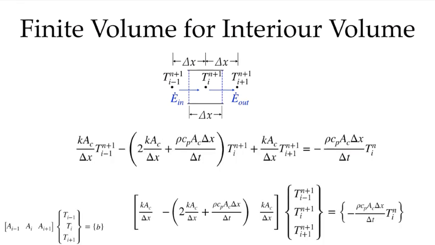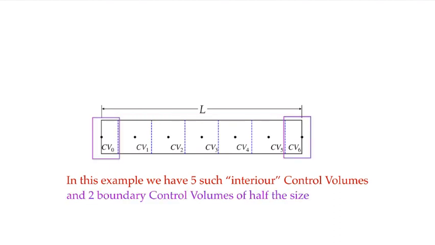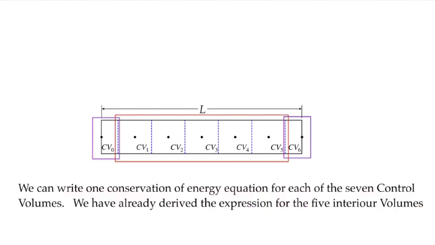Of course, I can arrange that into my matrix format, and we find that the central coefficient, the coefficient multiplying our control volume that we're solving for, is that longer one, and each adjacent temperature has a kAc over delta x, and in our B term, we have that fraction of the energy storage term there. So now this will work for all of the interior control volumes. In this example, there are 5, and 2 boundary control volumes that we'll have to look at next.